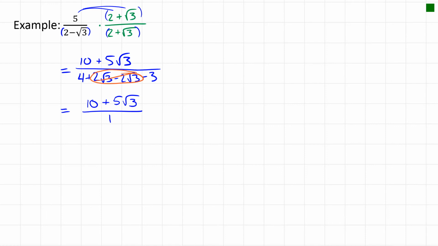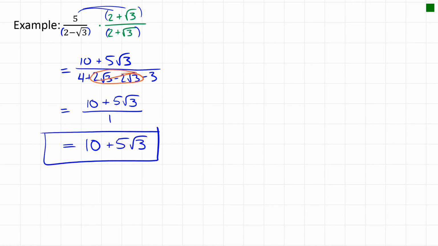And that's probably not the easiest, simplest way to write our answer, so let's just write it without that 1 in the denominator. And there's our final answer. So kind of interesting, rationalizing the denominator actually got rid of the denominator altogether. That won't happen in every case.